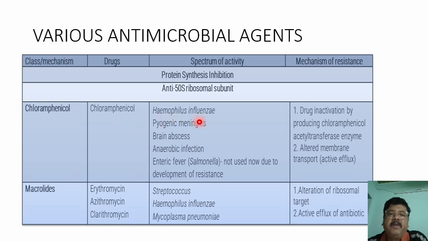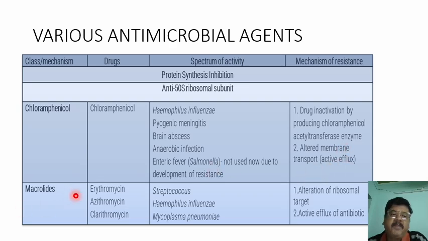Chloramphenicol, helpful for Haemophilus influenzae, pyogenic meningitis, brain abscess, anaerobic infection, enteric fever. Previously it was a favorite drug, but now it is not used due to drug resistance. How is the mechanism of resistance? Drug inactivation by producing chloramphenicol acetyl transferase enzyme, and altered membrane transport.